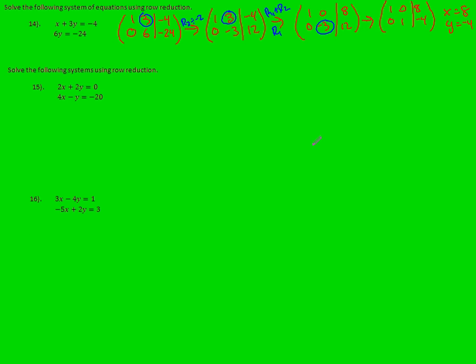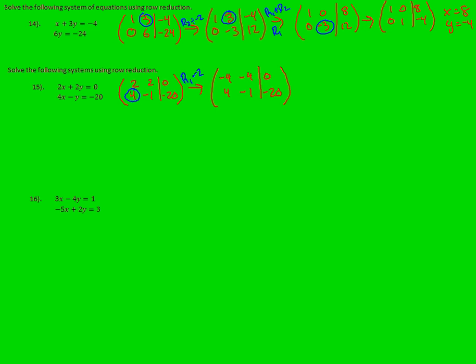Continuing here, number 15, same thing. We want to first start with the matrix, so 2, 2, 0, 4, negative 1, negative 20. What I'm going to do first is eliminate the bottom left entry, so it needs to match with the one above it. Well, to do that, I need to make row 1 something different. I need to multiply it by negative 2. That way, my top row will be negative 4, and 0, with my 4, negative 1, negative 20 on the bottom.